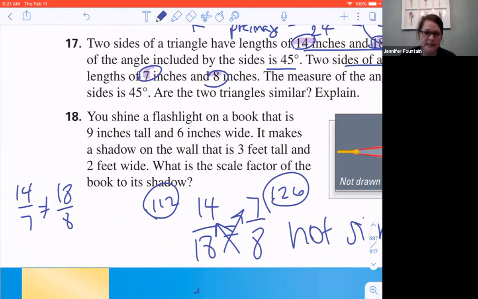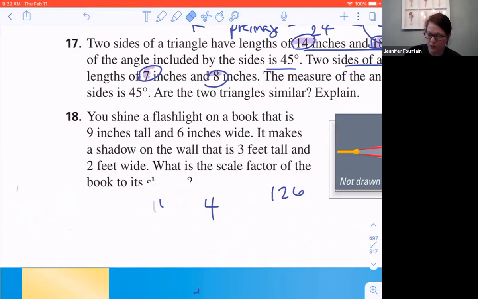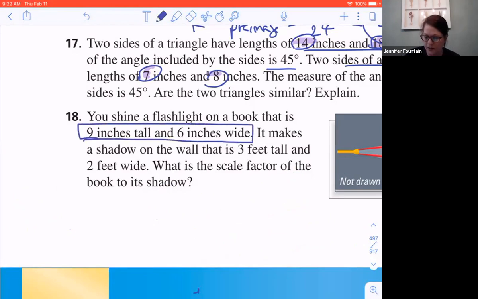All right, number 18, our favorite kind of problem, where we have a flashlight shining on a book. It is 9 inches tall and 6 inches wide. Makes a shadow on the wall that is 3 feet tall and 2 feet wide. Okay, so now one of the things I need to notice here is, what am I going to have to work with first? I've got 9 inches tall and 6 inches wide. But notice here I've got 3 feet tall and 2 feet wide. So I've got different units, don't I? So I need to make sure I'm dealing with the same units here.